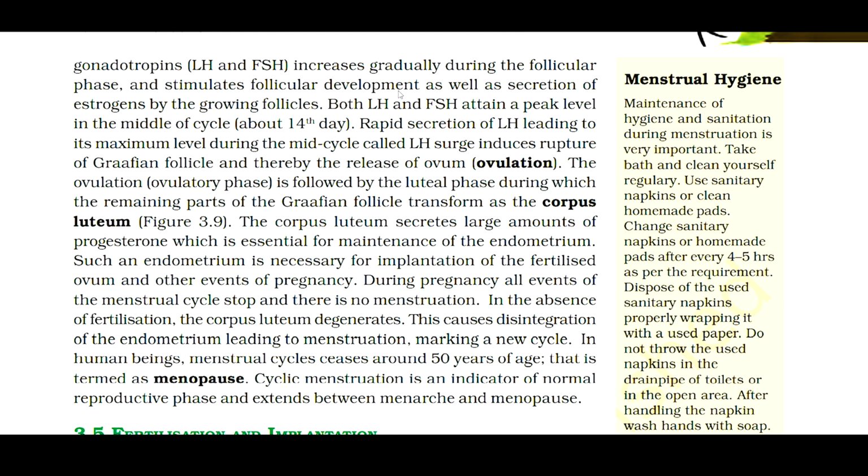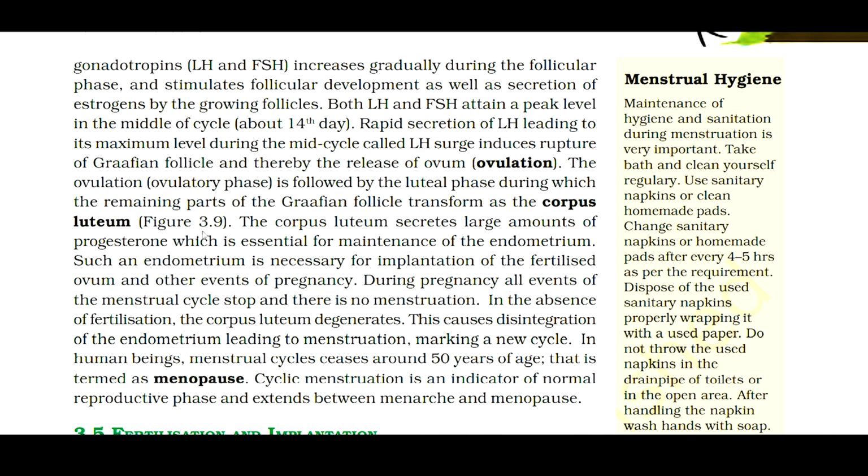Both LH and FSH attain a peak level in the middle of the cycle, about the 14th day. Rapid secretion of LH leading to its maximum level during the mid cycle, called LH surge, induces rupture of the Graafian follicle and thereby the release of the ovum, which is ovulation. The ovulation, which is the ovulatory phase, is followed by the luteal phase, during which the remaining part of the Graafian follicle transforms as the corpus luteum, which is given in figure 3.9.